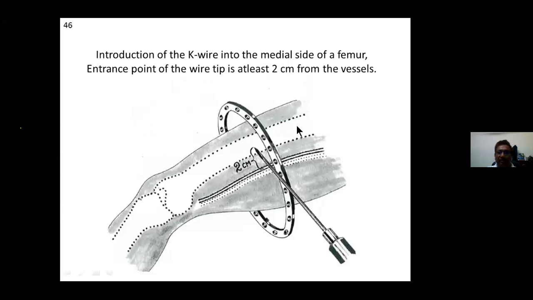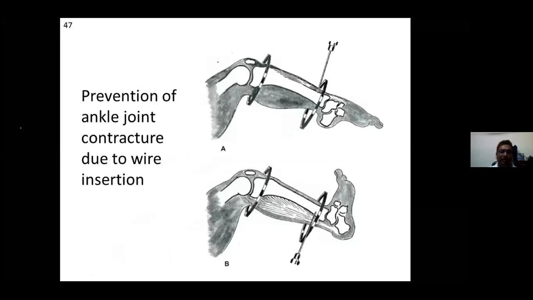For introduction of K-wire into the medial side of a femur, the entrance point of the wire tip must be 2 centimeters from the vessels to prevent injury of the vessels. Here, to prevent joint contracture due to wire insertion, during wire penetration of the muscles of the anterior compartment, you should place the foot in plantar flexion position. And when you place the wire from posterior to anterior, then you place the foot in maximum dorsiflexion position.